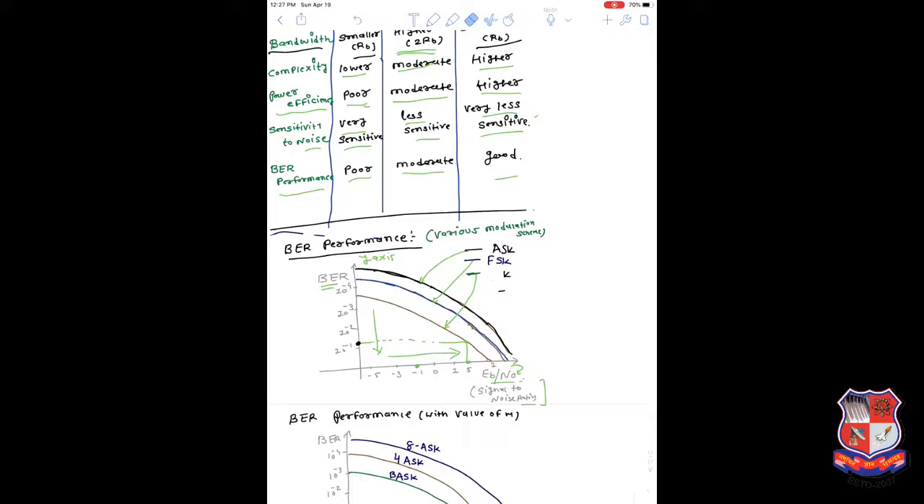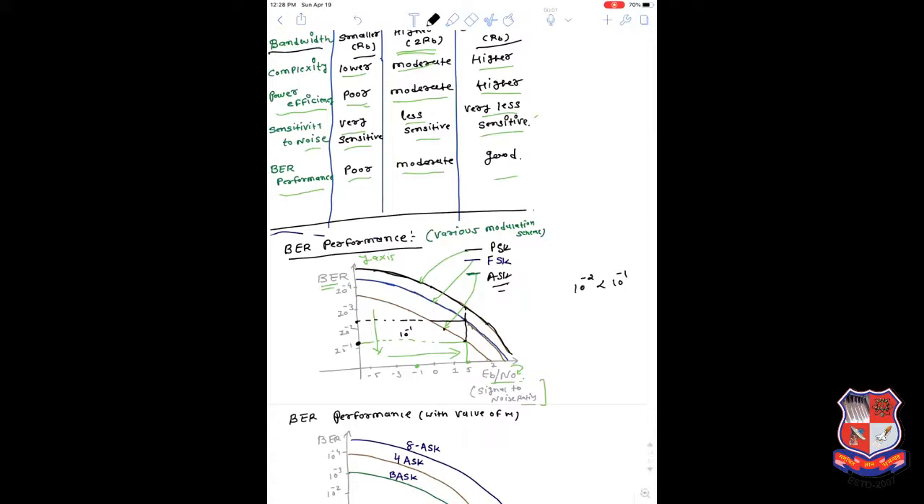So for PSK and it is ASK. So what we can observe here, for ASK we have some error. It's approximately 10⁻¹. For the same value of Eb/N0, if you plot here, we are getting the bit error rate approximately 10⁻². So which is smaller, which one is larger? 10⁻² is smaller than 10⁻¹.